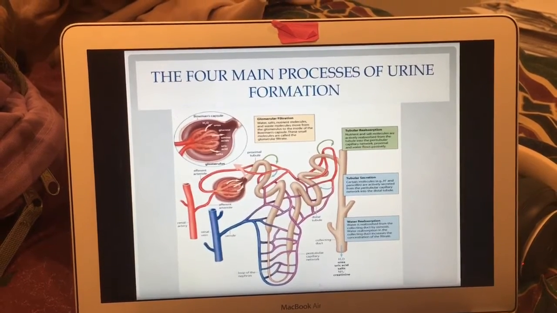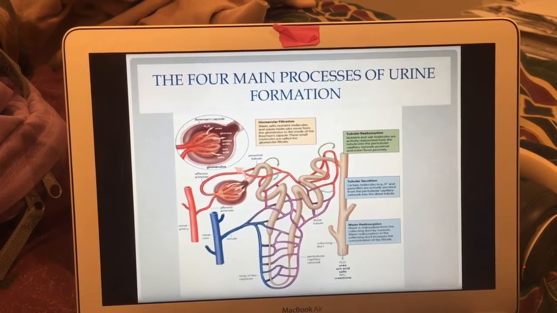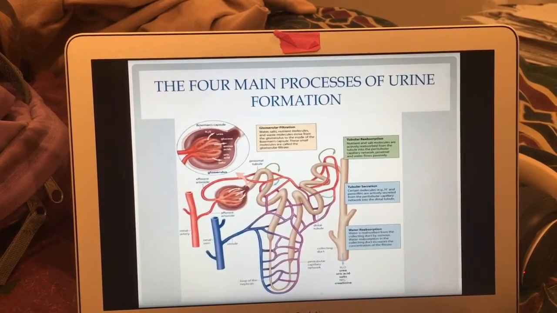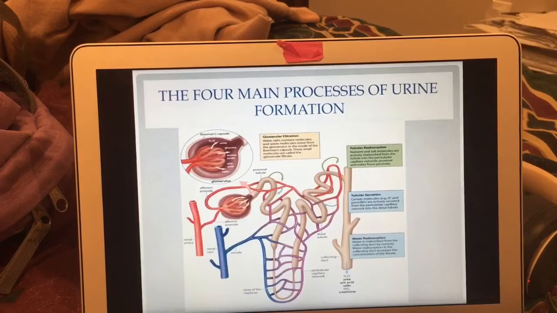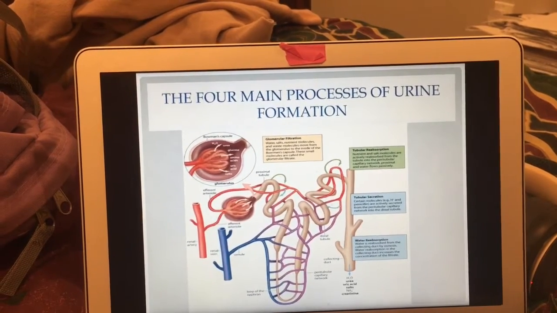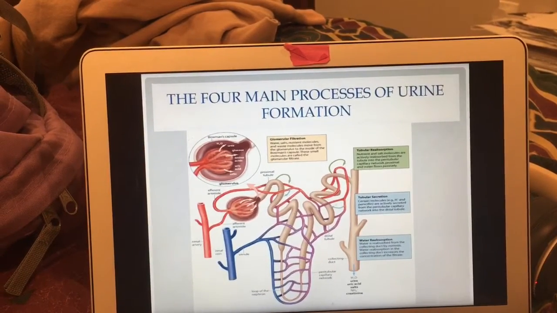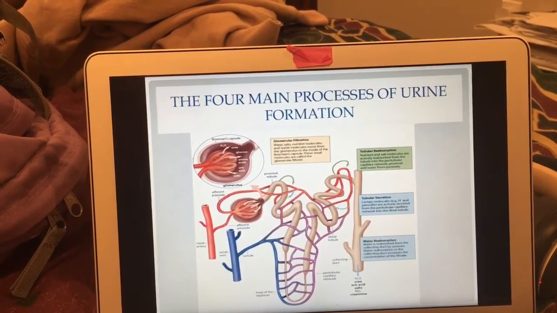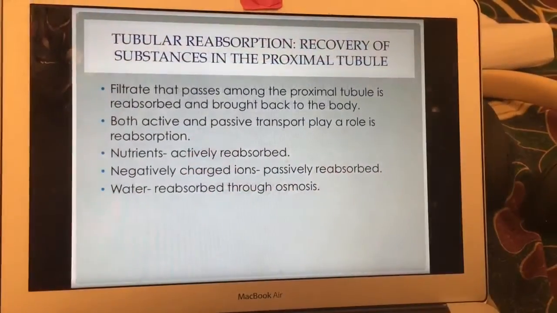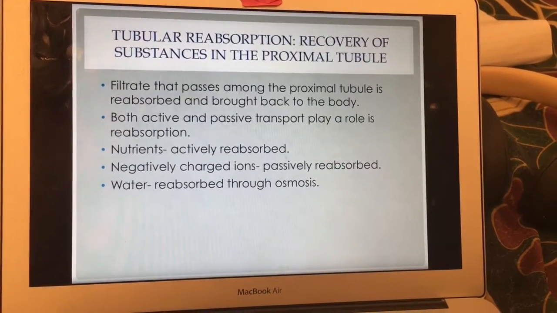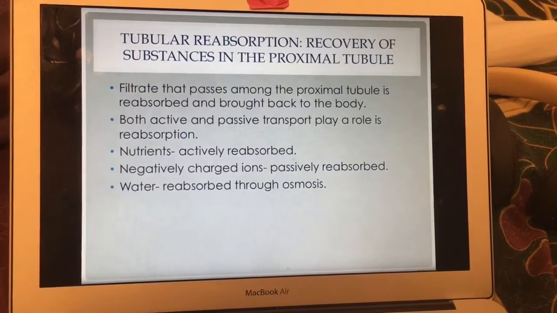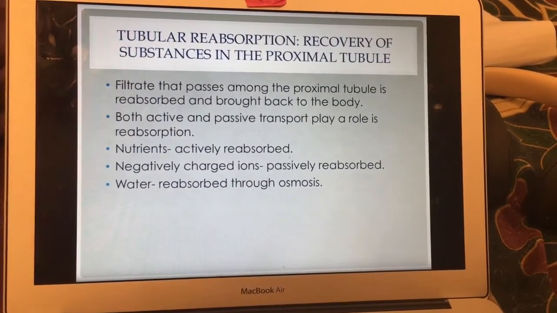So the fluid that moves through the rest of the tubule must actually change because it cannot be identical to the urine, or many salts, water, and nutrients would be lost. Filtrate that passes through the proximal tubule is reabsorbed and brought back to the body. Both active and passive transport play a role in reabsorption.